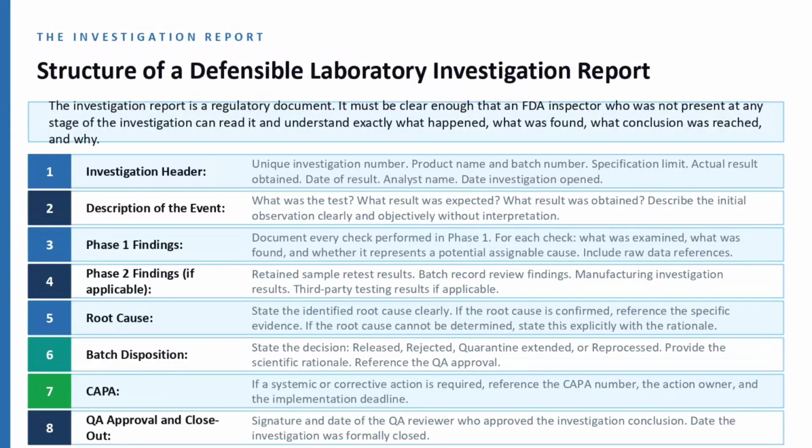Section 5 is the root cause. State the identified root cause with specific evidence. If the root cause cannot be determined, state this explicitly and justify why it could not be established after thorough investigation. Section 6 is batch disposition. State the decision and provide the scientific rationale. Reference the QA approval. Section 7 is the CAPA. If a corrective or preventive action is required, reference the CAPA number, the owner, and the deadline. Section 8 is QA approval and closeout. The name, title, signature, and date of the QA reviewer who approved the investigation conclusion, and the formal close date.